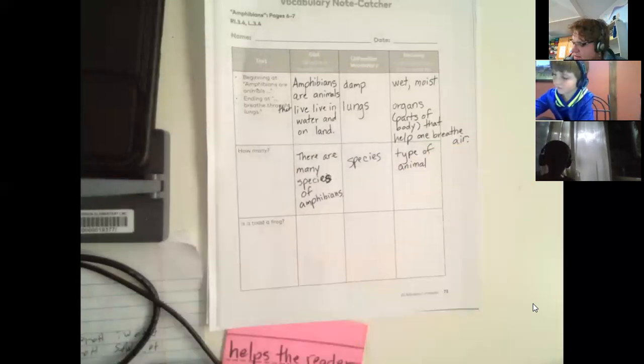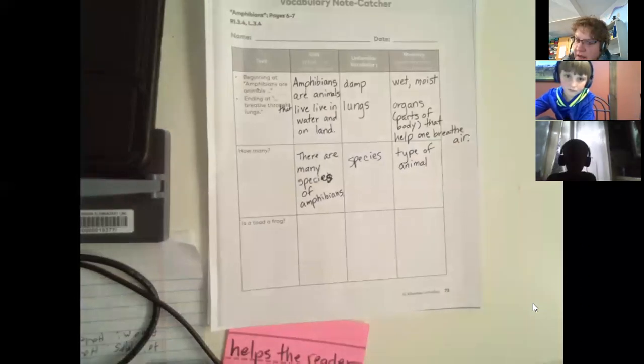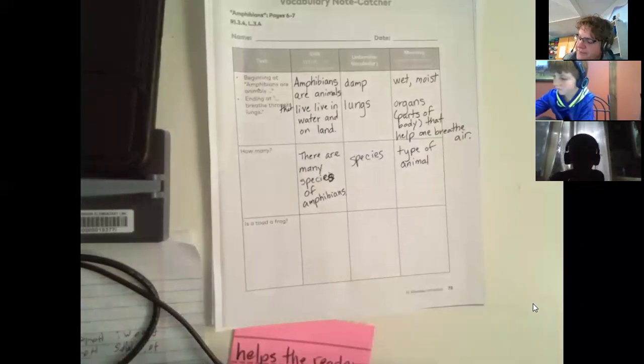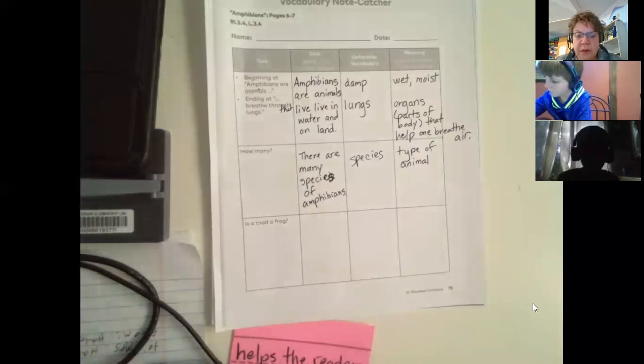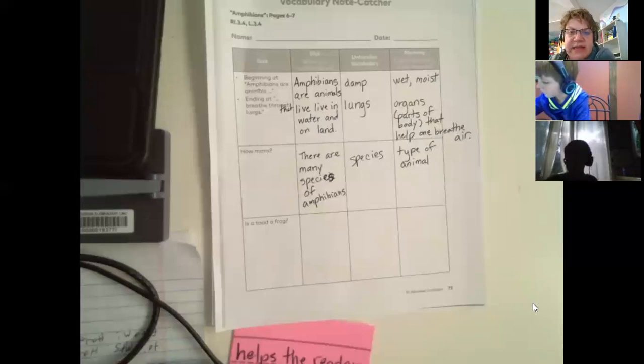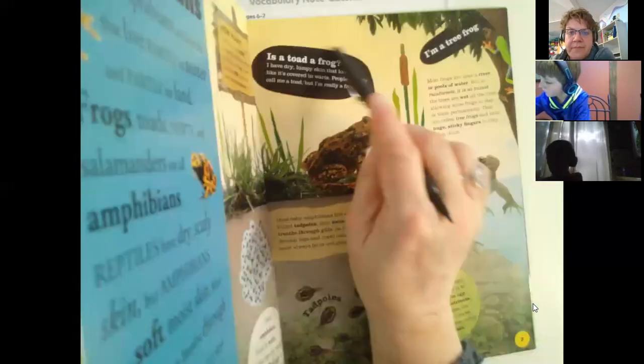All right. Is a toad a frog? Henrik, do you want to read that section? Can you guys hear me? I can now. Wait, what page was it? From page 7. It says, is a toad a frog? So it's this section up here.